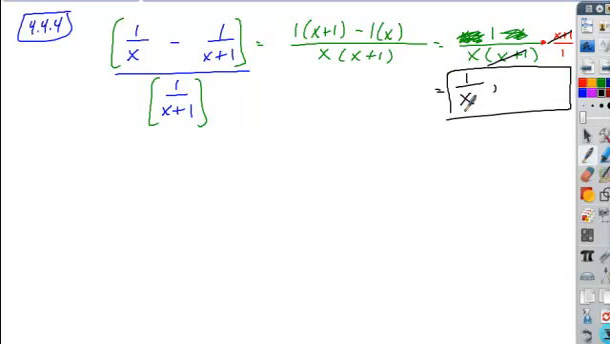And because you canceled a factor from the denominator in the process of working through this, you do need to restrict the domain. X can't be negative 1. That's not apparent from the simplified form, so you have to add that as an additional restriction.